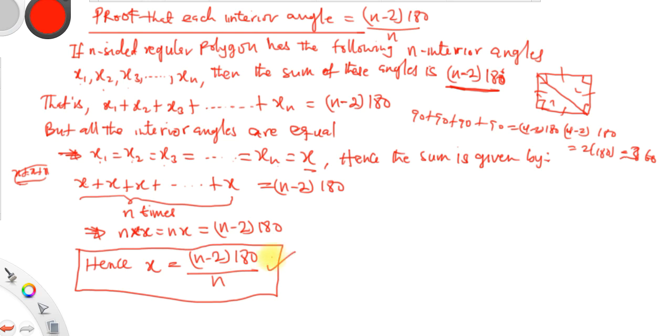Okay? So guys, that is the proof that each interior angle of a regular polygon is given by the sum divided by the number of sides. Yes, so guys, this is very understandable and very simple.